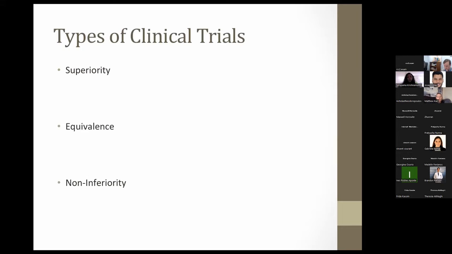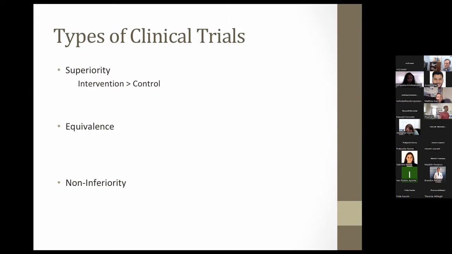All right, so the clinical trials that we normally come across can be divided into three types: superiority, equivalence, and non-inferiority trials. Superiority trials are really what we come across most often. The way that these trials are set up differs slightly, with very nuanced differences. The superiority trial aims to prove that a particular intervention is superior or more efficacious than a control. And this control could either be a placebo or a standard of care.